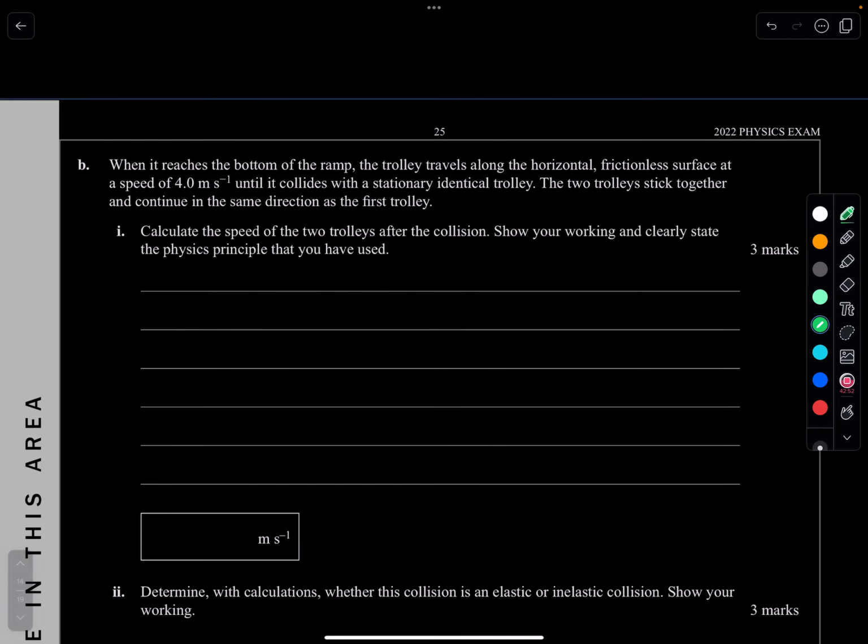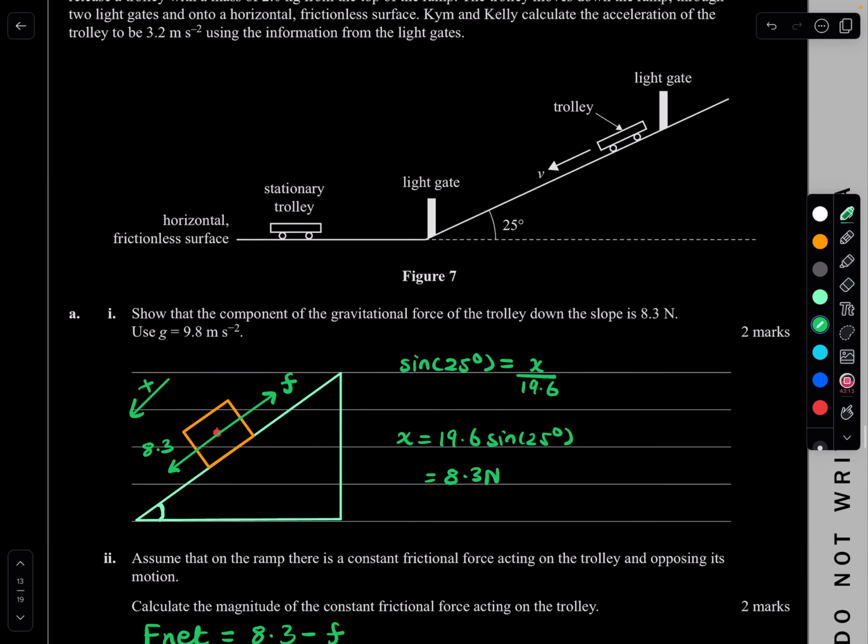B. When it reaches the bottom of the ramp, the trolley travels along a horizontal frictional surface at a speed of 4 meters per second until it collides with the stationary identical trolley. The two trolleys stick together and continue in the same direction as the first trolley. Calculate the speed of the two trolleys after the collision, show your working, and clearly state the physics principle that you have used. Alright, so let's have a look.